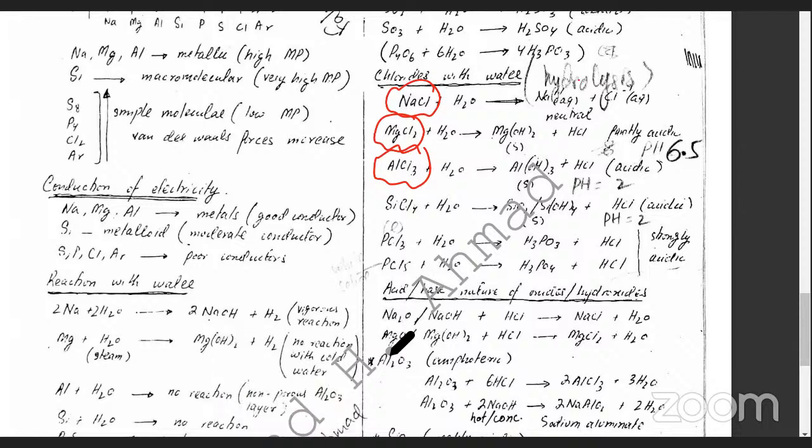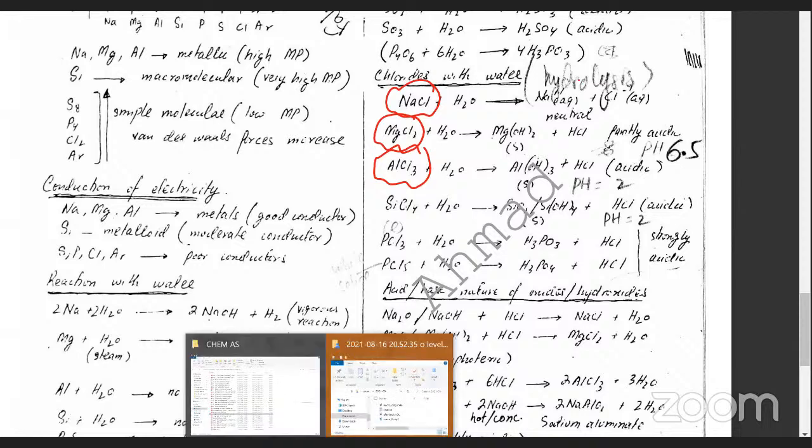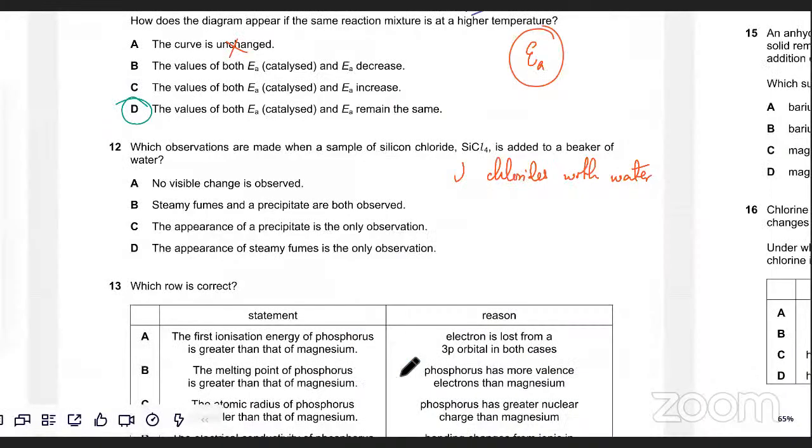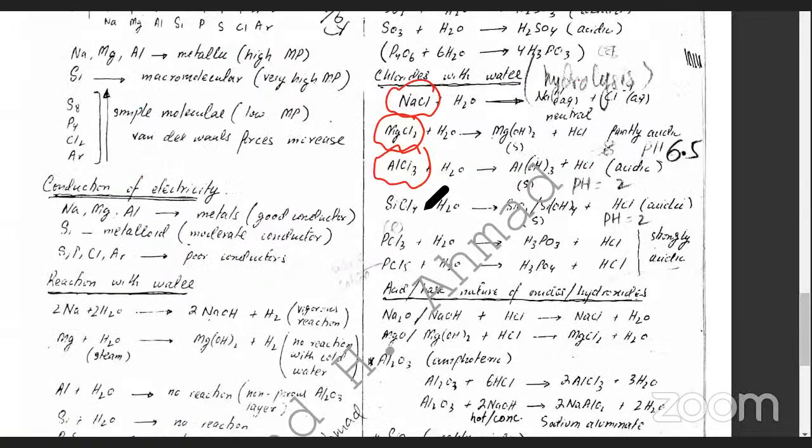So remember, you should revise all your inorganic. That's mostly memorization, nothing to it. So steamy fumes and a precipitate are both observed. With SiCl4, HCl gas is produced, and a precipitate is going to be produced with silicon. Silicon and AlCl3 would have the same kind of reaction. Si(OH)4 is produced, and HCl is also produced along with it. Is this clear?